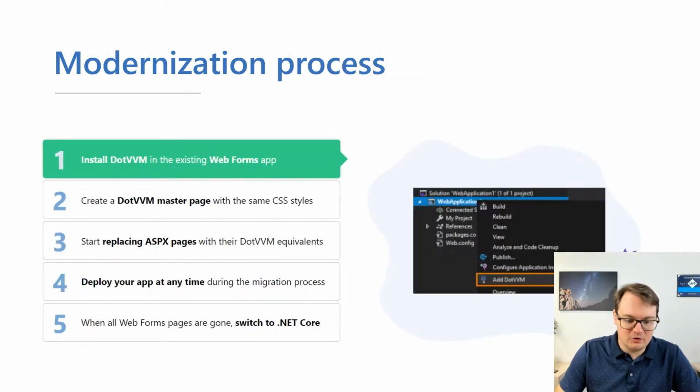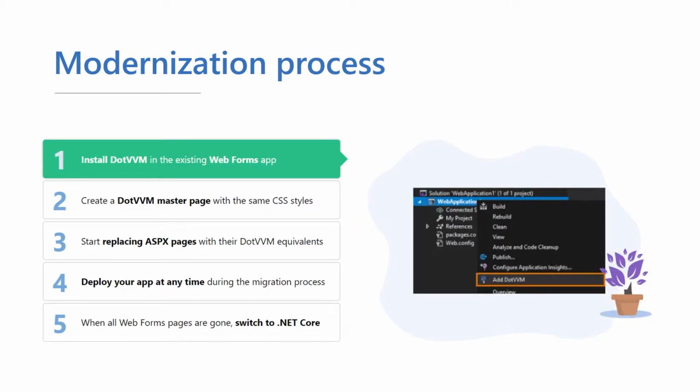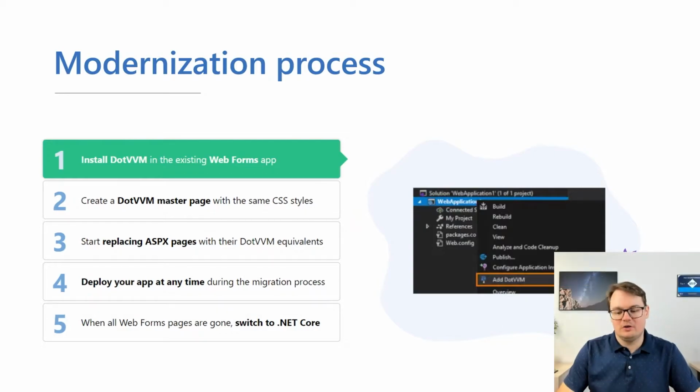Yeah, so the process is like this. You install .vvm in the web forms app. We have a helper menu in Visual Studio. If you right-click on your web forms project, there is an option to add .vvm, which is added by our .vvm extension for Visual Studio. So just right-click your web forms project and select add .vvm. It should work. If it's not working, please let us know. We will be happy to fix it.